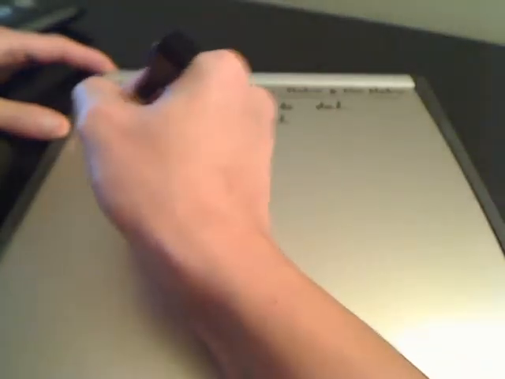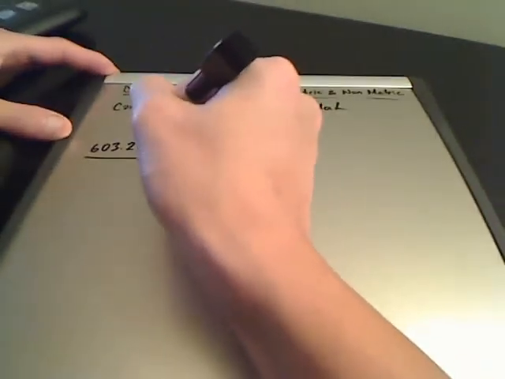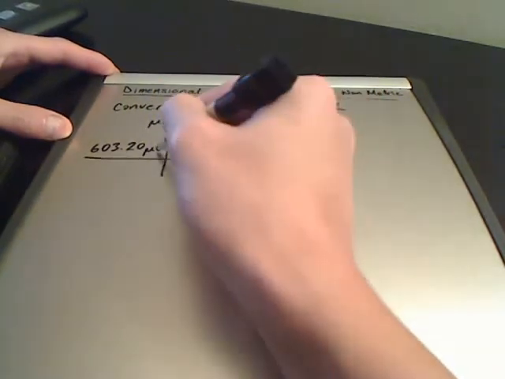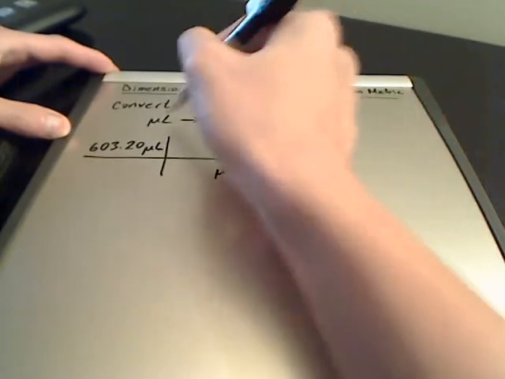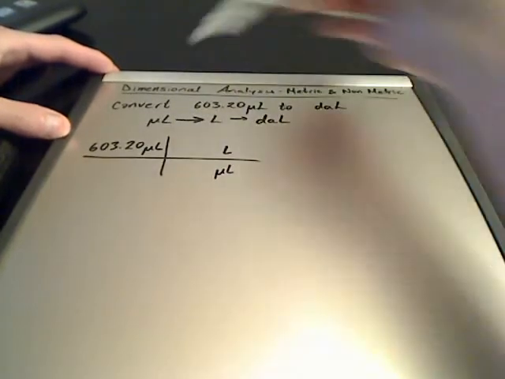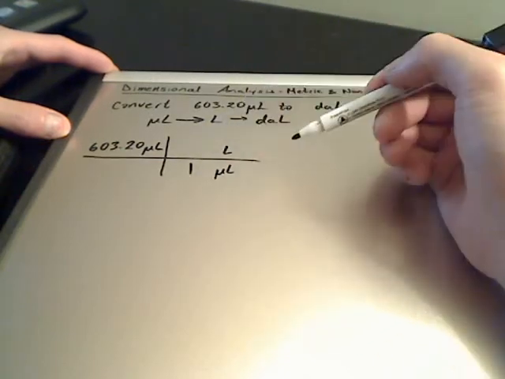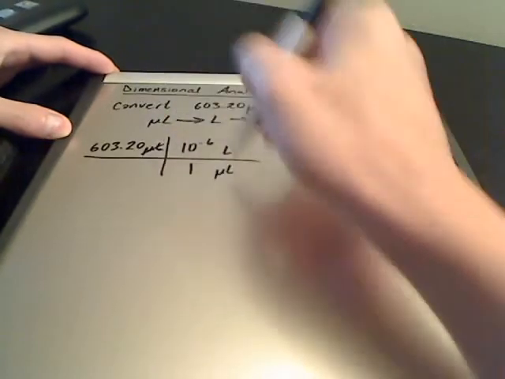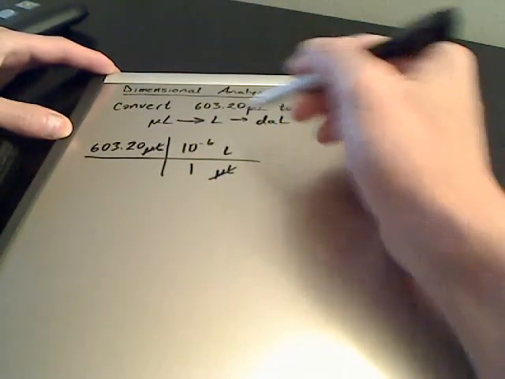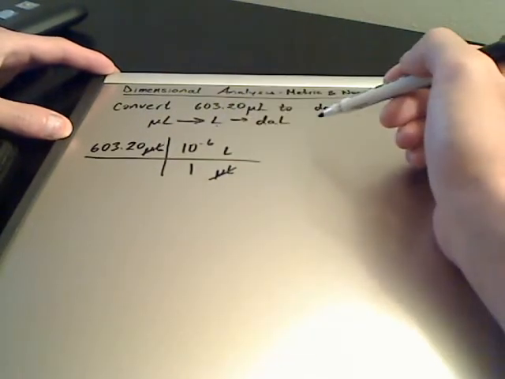Put your given information here, 603.20 microliters. You have microliters up here, you're going to put microliters down here to cancel that out, converting to liters. That's the first conversion right here. Going from microliters to liters, 1 goes with the micro is 10 to the negative 6. Alright, so therefore the microliters cancel out. We're currently at liters.